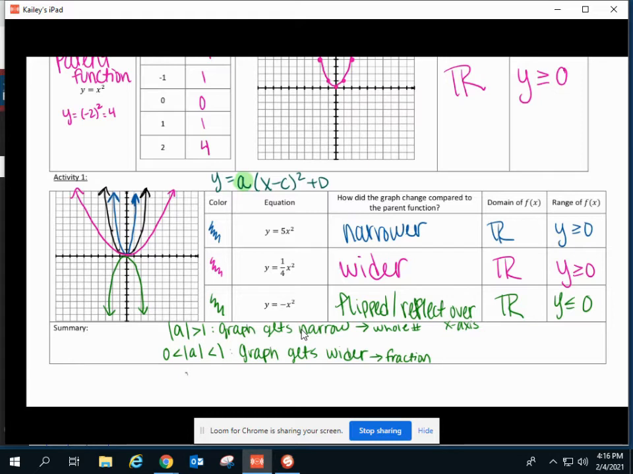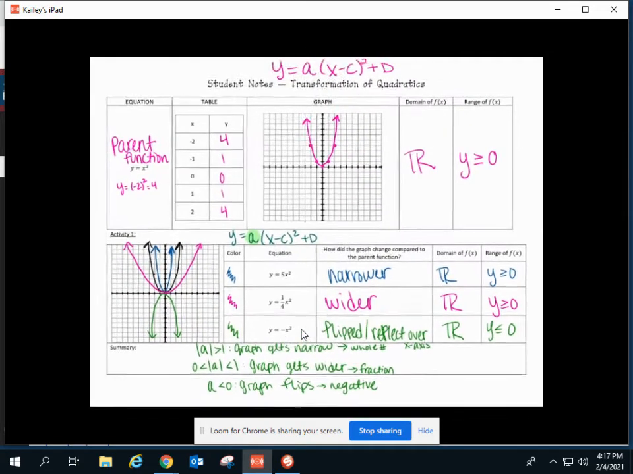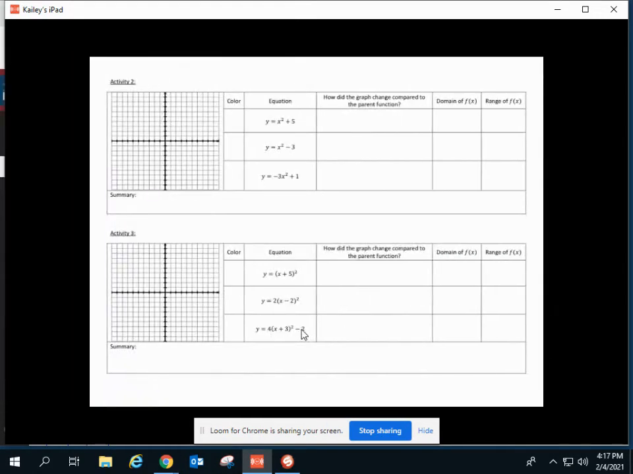And then the last thing is if A is less than 0, the graph flips. So that happens when A is negative. So these are all of the A transformations. Our graph is either going to get narrower if A is greater than 1. It's going to get wider if A is a fraction, and it's going to flip over if A is a negative number. So if you need to pause here to catch up on that last section, go for it. But we're going to move right along to activity 2.